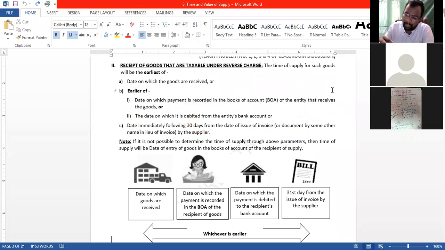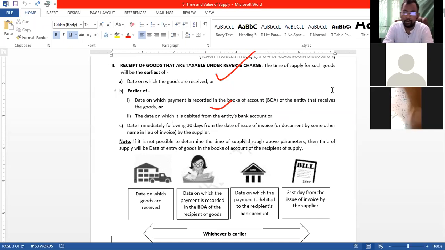So point number A, the date on which the goods are received. Point number B, date of payment. Point number C, the date immediately following 30 days from the date of issuance of invoice by the supplier.